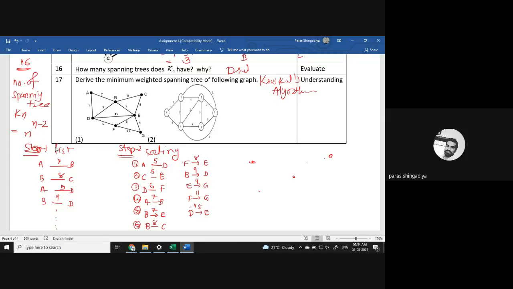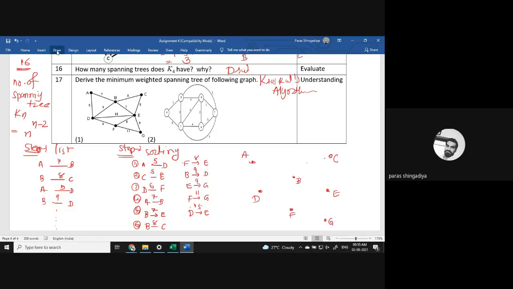ठीक है, if it is asked for 6 to 8 marks, तो कैसे आपको लिखना है. पहले सब एजेस का लिस्ट बनाना है. ओके, and then after sorting it, that is step 2. और स्टेप 3 में आपको ग्राफ बनाना है. ठीक है, so A, then after B, C, D, जो भी वर्टेक्स है you have to mention on the graph. ठीक है, and then start with minimum edges.